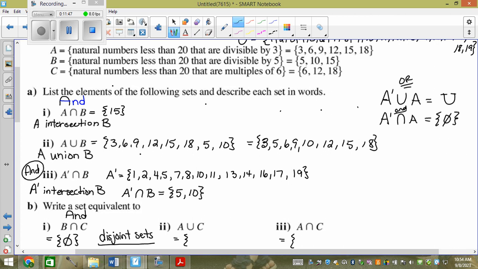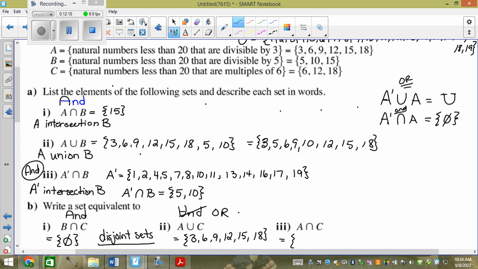What about A union C? What's in A or C? Because this doesn't make and, right? That's silly. So it's or. So if it's in A or it's in C, we list it, yeah? 3, 6, 9, 12, 15, 18. Exactly.